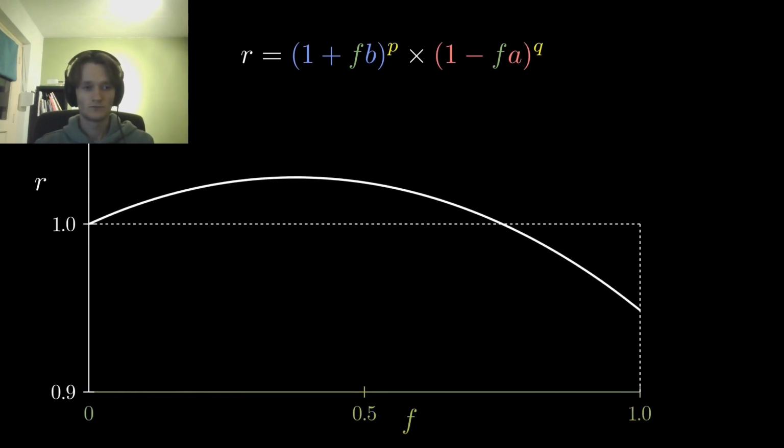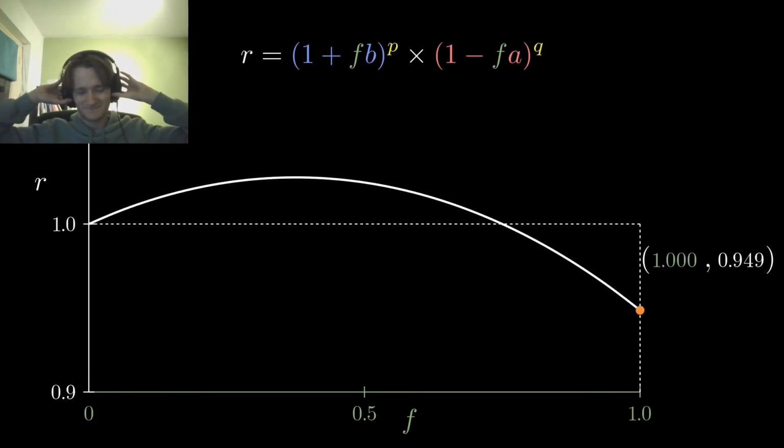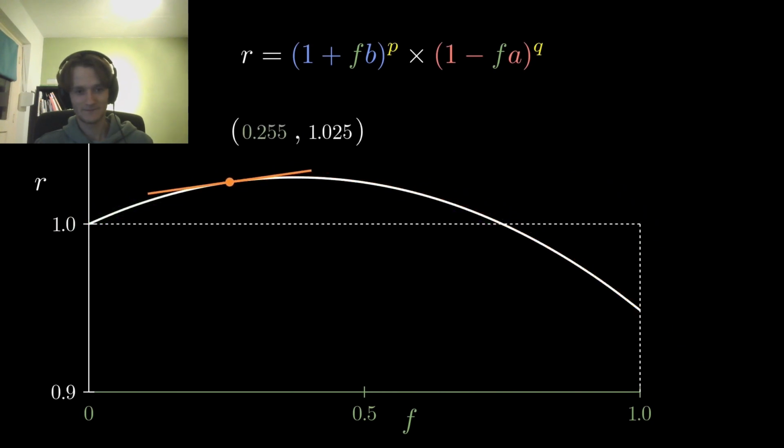The x-axis represents the fraction of wealth bet. The y-axis represents the mode growth rate. When f equals 0, we're not betting anything, so there's no change in wealth, and our growth rate is 1. When f equals 1, we're betting our entire wealth, and we're making a loss, so our growth rate is 0.949. However, in this highlighted segment, we're gaining money. Highest growth rate occurs where this curve's slope is flat.